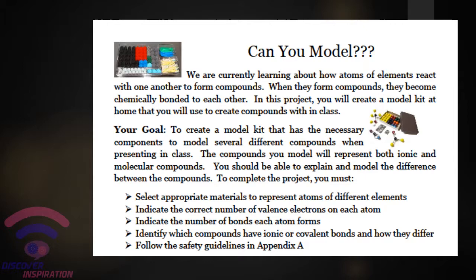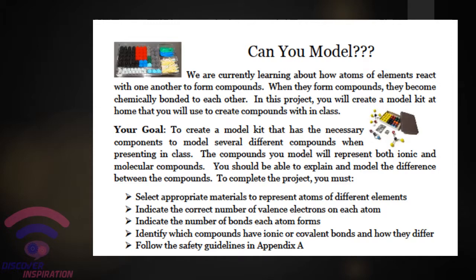You need to be able to indicate the number of bonds each atom forms. So if I give you a molecule or a compound that has a double bond, you need to be able to build it within 2 minutes and show me that it has a double bond. Okay, if I give you something that has a triple bond, you need to be able to build it within 2 minutes with that triple bond. So if you're using toothpicks for your bonds, I should see 3 toothpicks in between those ends for N2 or whatever it is that I asked you to build.